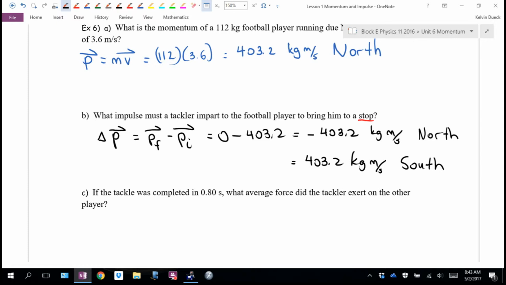And this is why I said at the beginning here, direction is going to become much, much more important, because you're saying, wait a minute, you're adding 403.2 and getting 0? Yeah, you are. Yeah, because it's negative compared to north. Okay.